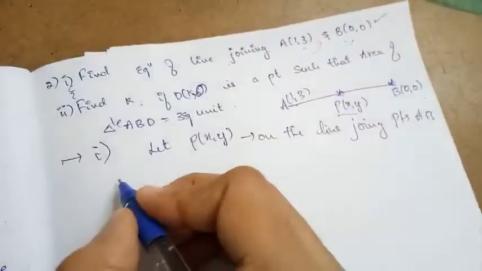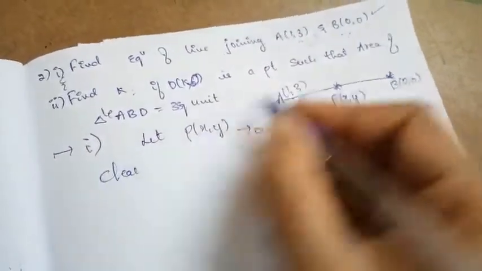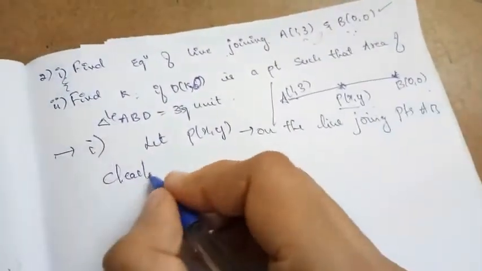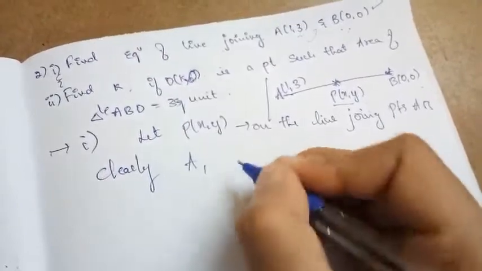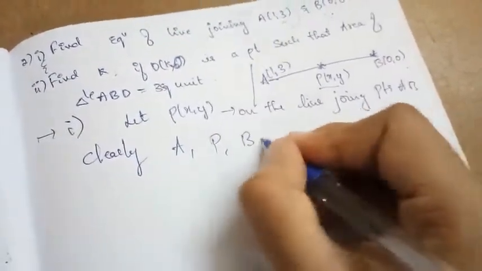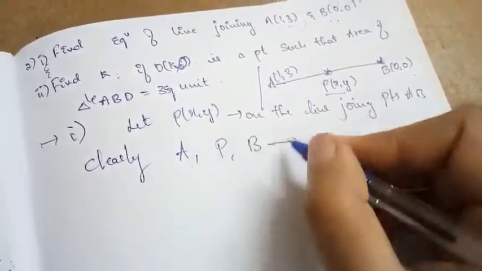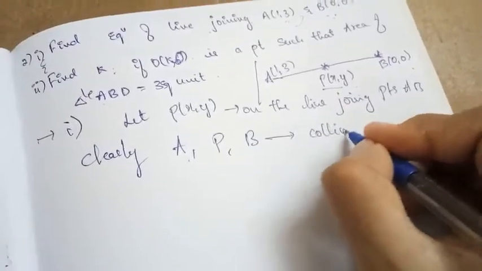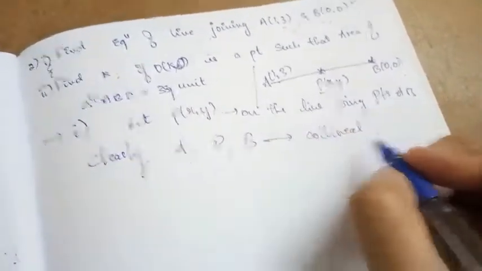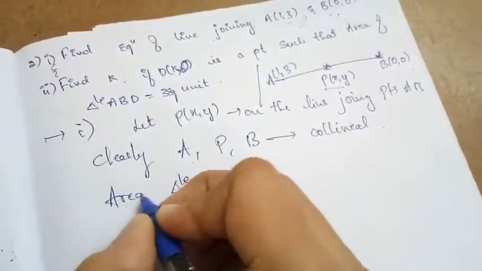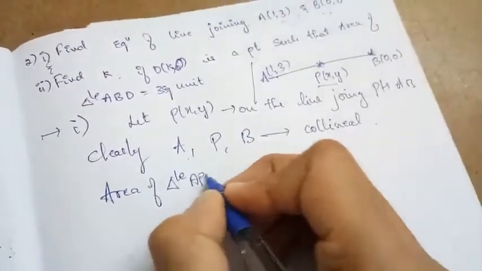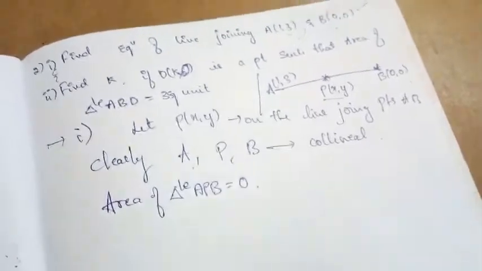Now you can see clearly on the diagram, or pictorial representation itself, that points A, P and B are lying on the same line. Therefore A, P, B are collinear. If A, P, B are collinear, then what does it imply? Then the area of triangle APB is equal to 0. So now we have this condition.